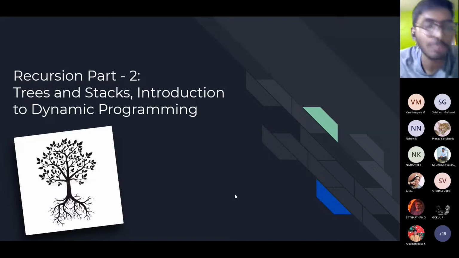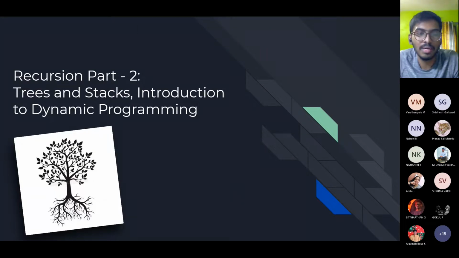Okay, guys. Hi. Like Siddesh said, he explained the beginning of recursion. Now I'm going to explain it clearly: how recursion works and how it's divided. Recursion happens in the tree method and the stack method, and it uses both methods. I'm also going to talk a little about dynamic programming. Let's see why.